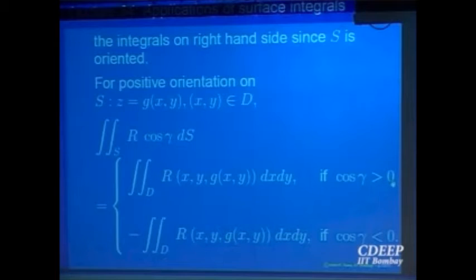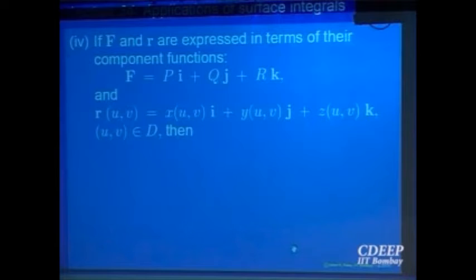If cos gamma is bigger than 0, then it is an acute angle anyway, and we don't have to do anything. But if it is obtuse, then we have to put a negative sign, so this integral will be equal to the negative of that integral, right? Only for computation purposes. Is it clear? Because in that formula we had all angles acute. If it is not acute, you have to make the correction and put a negative sign. So you should be careful.